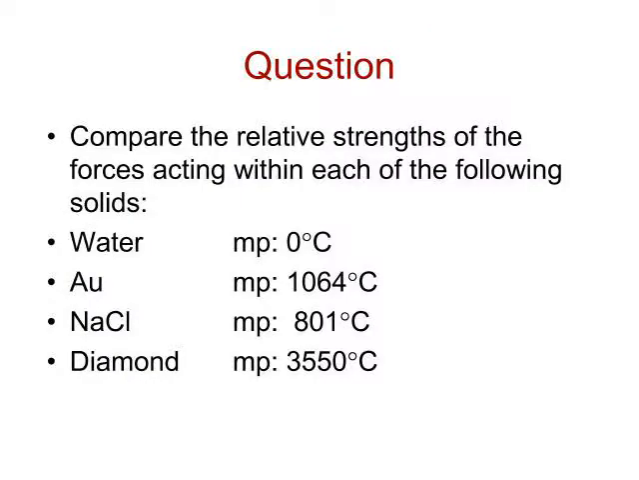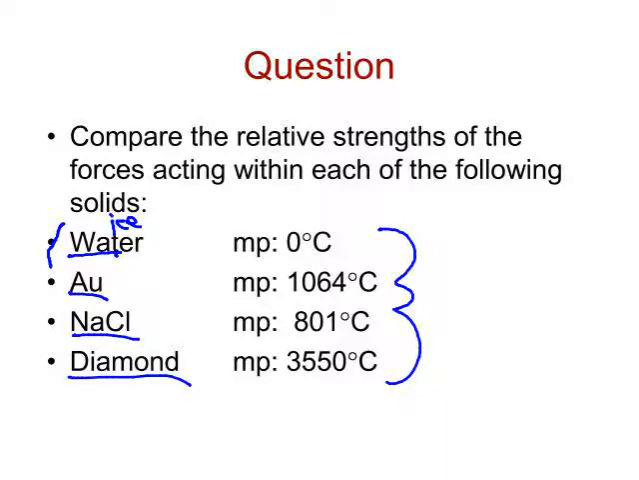Before we talk about crystalline solids, though, we're going to consider a question. I have these four different crystalline solids: crystalline water solid, which is also known as ice, gold, sodium chloride, and diamond. These are all examples of crystalline solids. Using the melting point information over here, I want you to pause the podcast really quick and rank these from weakest intermolecular forces of attraction to strongest.